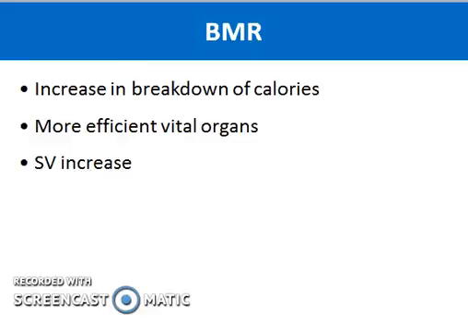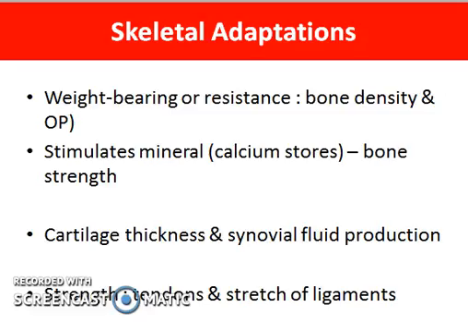Finally, BMR. BMR is defined as the rate at which the body uses energy, while at rest, to maintain vital functions such as breathing and keeping warm. In normal terms, it increases the breakdown of calories and makes the vital organs such as the heart more efficient. An example of this is an increase in stroke volume, allowing more blood to be pumped around the body and for more oxygen to reach the working muscles. So the better BMR you have, the more efficient your vital organs are going to be. Your stroke volume will increase, and the increase in breakdown of calories will also allow us to have that.